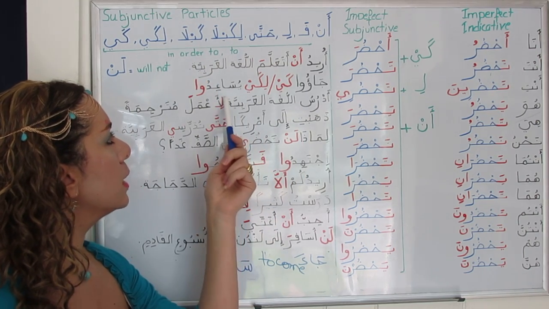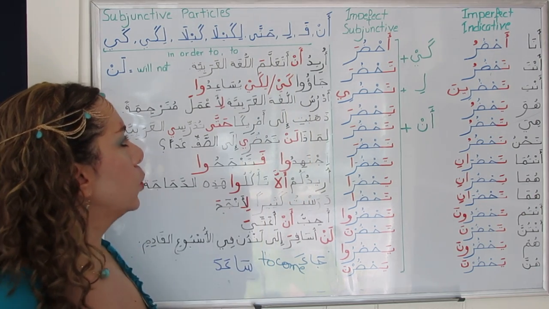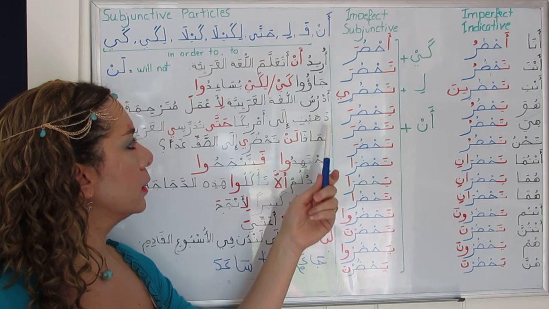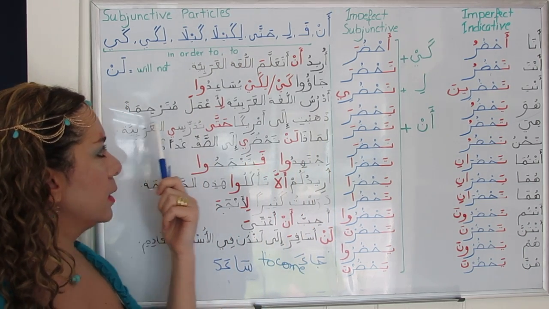كي لا يساعدوا. جاءوا ليساعدوا. Here another example. أدرس اللغة العربية لأعمل مترجمة.